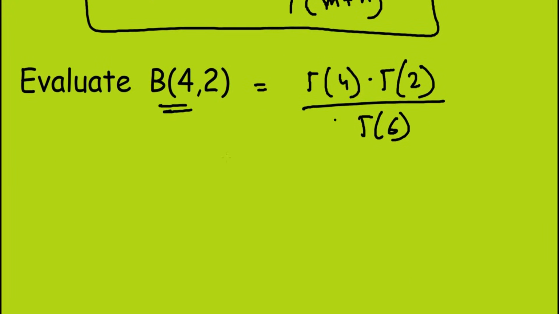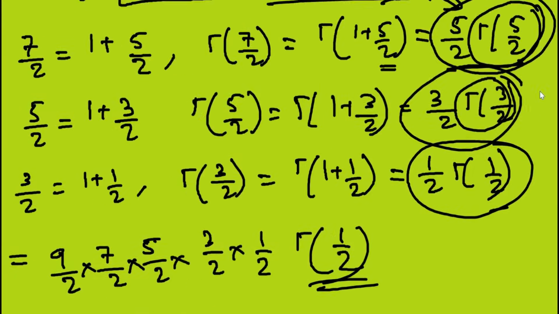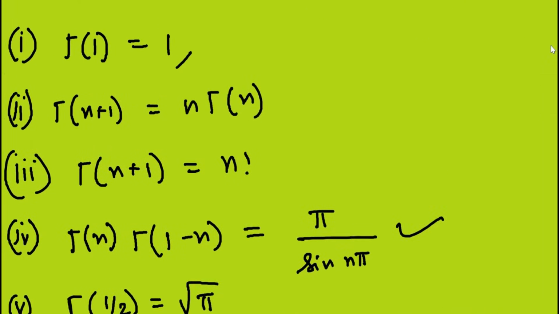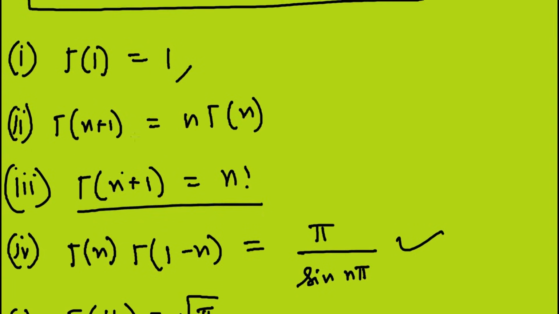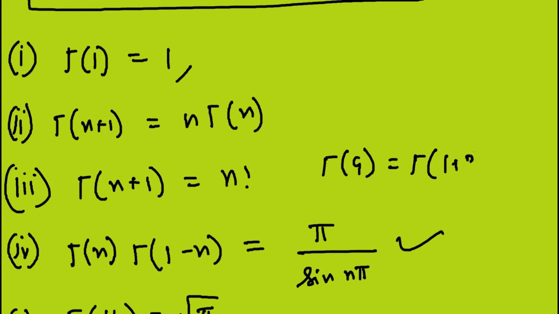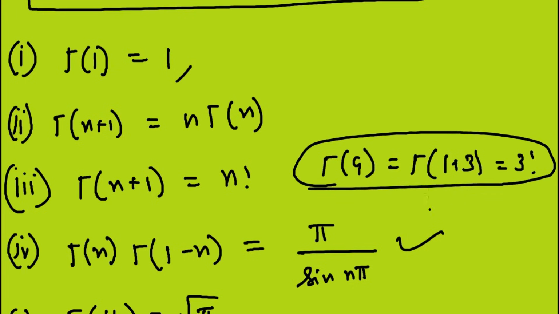So if I expand this, what is gamma 4? I have shown in the above properties that gamma n plus 1 equals n factorial. Hence what will be gamma 4? With this logic, gamma 4 is gamma 1 plus 3, which is equal to 3 factorial. So we will use this to calculate the problems. Whenever we have gamma of some number, that is gamma 4, gamma 5, it will be simply that number minus 1 factorial. Gamma 4 is 3 factorial, gamma 6 will be 5 factorial, like that.